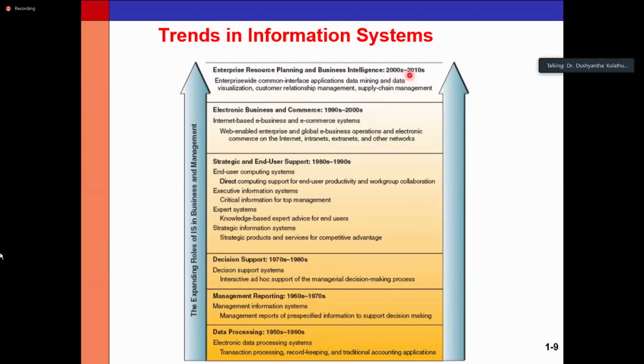Finally, there is enterprise resource planning and business intelligence, which emerged especially during this era, 2000 to 2010. So, an enterprise-wide common interface application. Now you are utilizing, I think, ERPs in most organizations, which provide a common interface for different types of applications, and also customer relationship management and supply chain management systems, those systems which we use to connect with our customers or manage customers, manage suppliers.